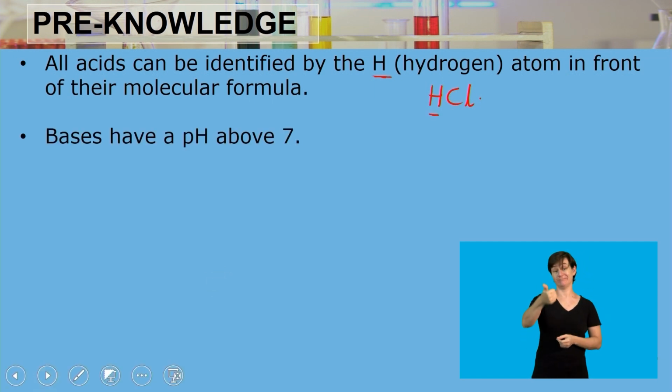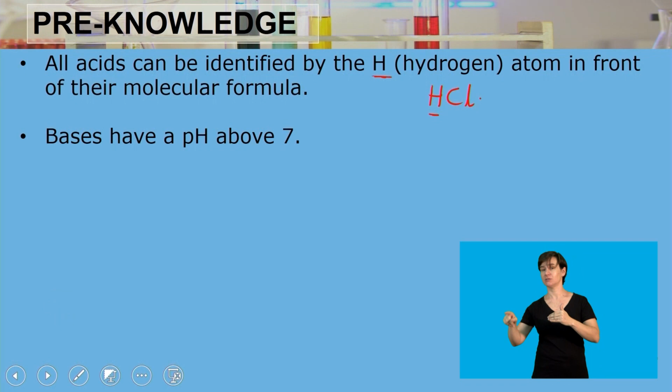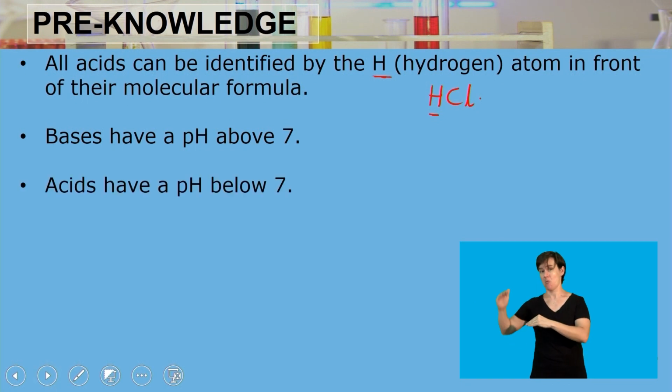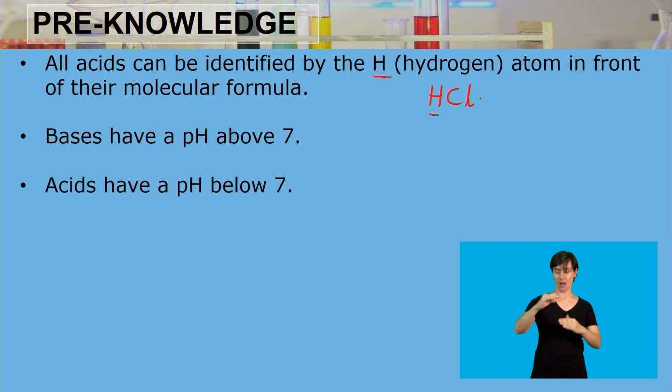Also, number two, bases have a pH above 7. This takes us back to the pH scale, which ranges from 0 to 14, with 7 in the middle. All substances that have a pH of 7 are neutral. Below 7, those are acids, and above 7, those are bases. So bases have a pH that is above 7, and acids have a pH that is lower than 7. And we know that at 7, the substance must be neutral.